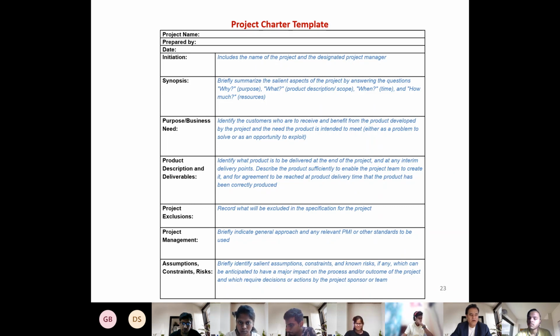So those are the assumptions. Constraint, you can say the constraint is basically I may not be able to deliver this during the rainy season when there will be a lot of rain. So this is my constraint. The weather conditions may be constrained.